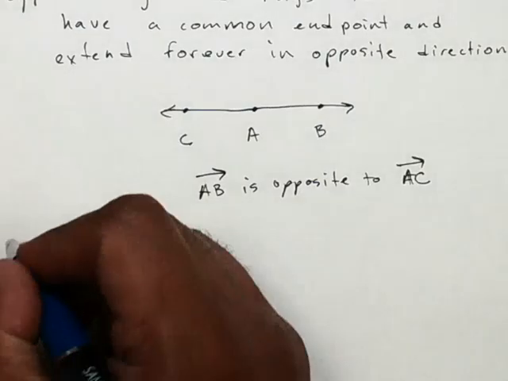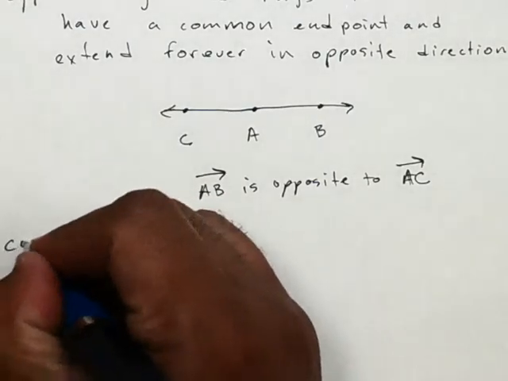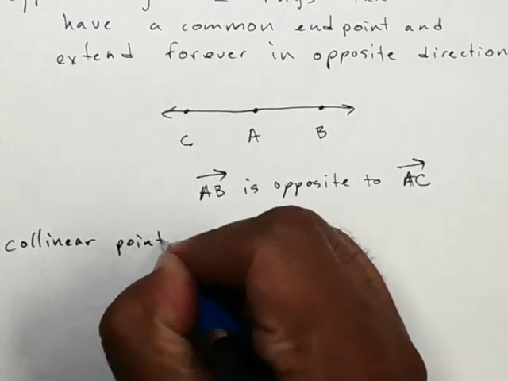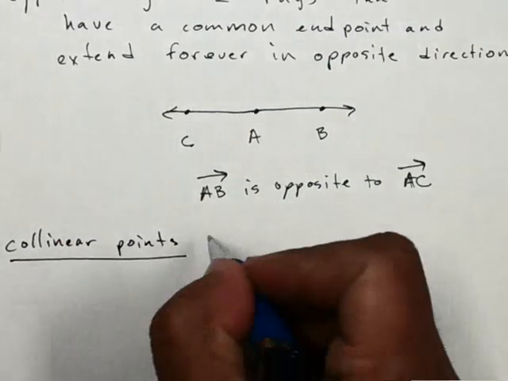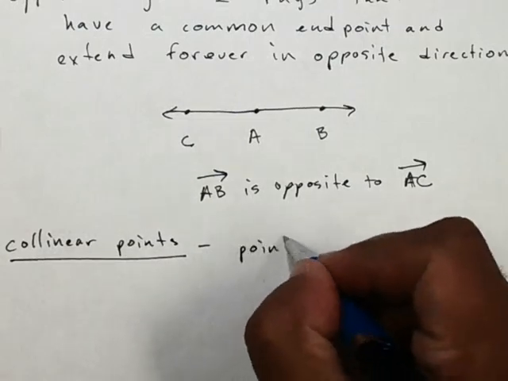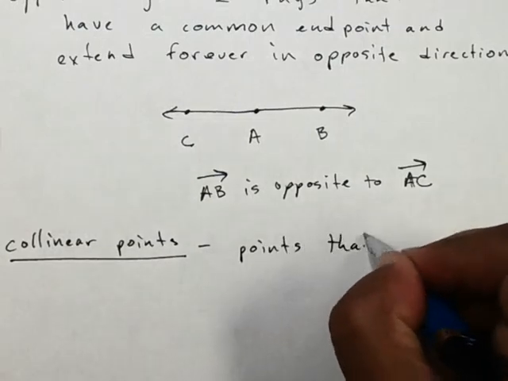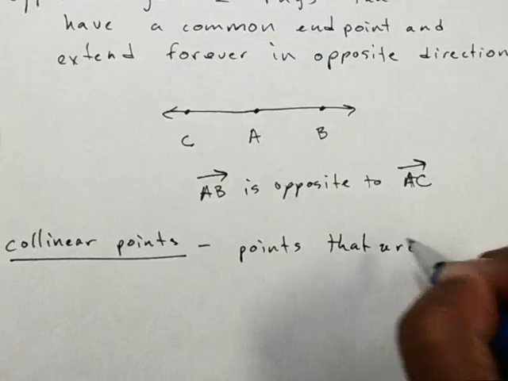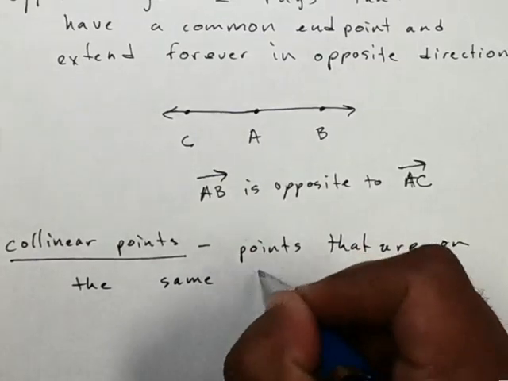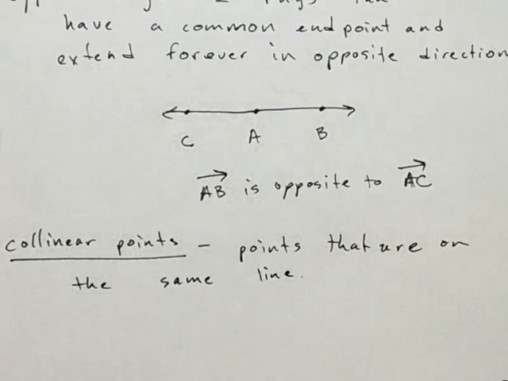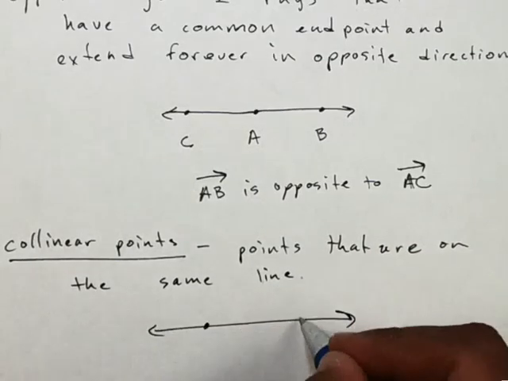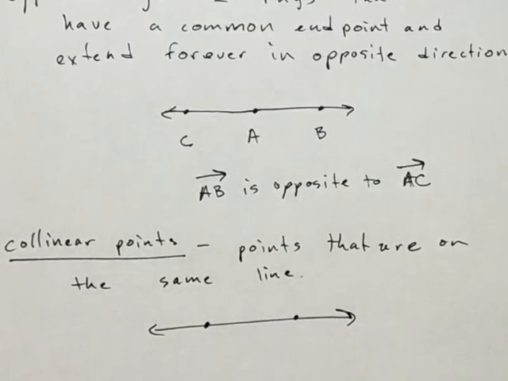All right, next we have this word called collinear. Collinear points are just points that are on the same line. Okay, it's also important to know that any 2 points would be on a line. Any 2 points make a line.